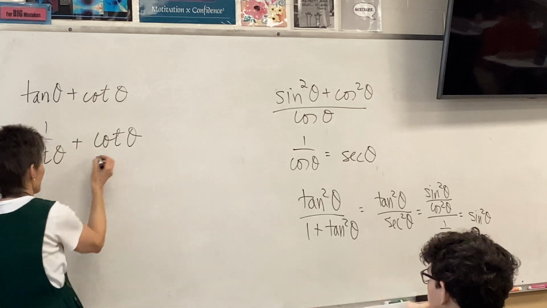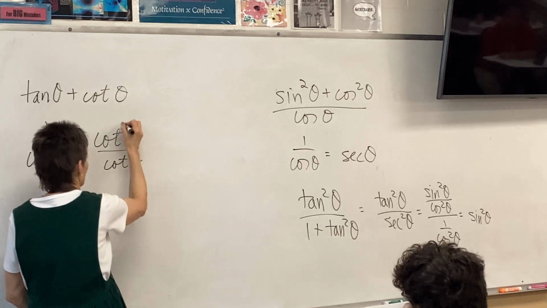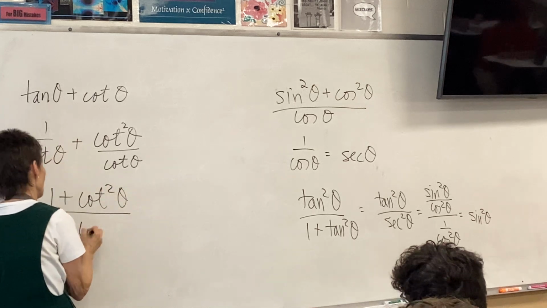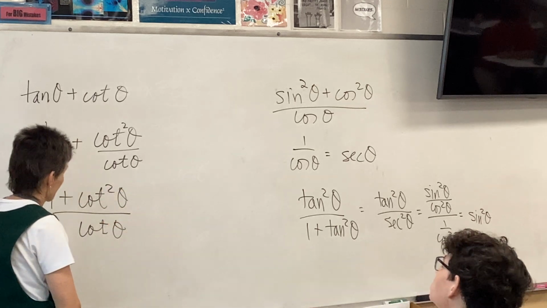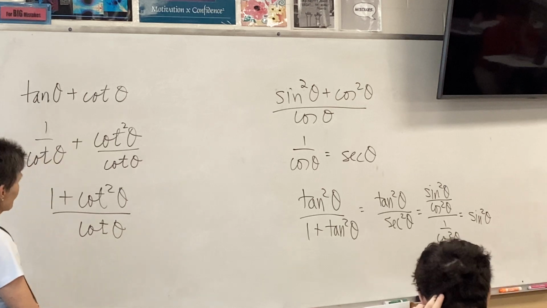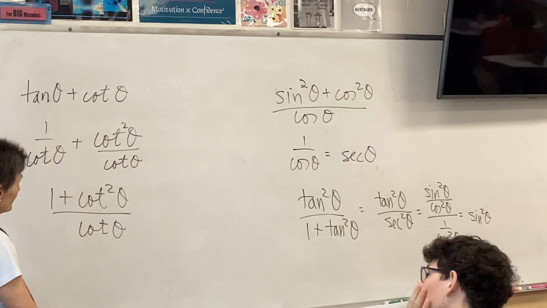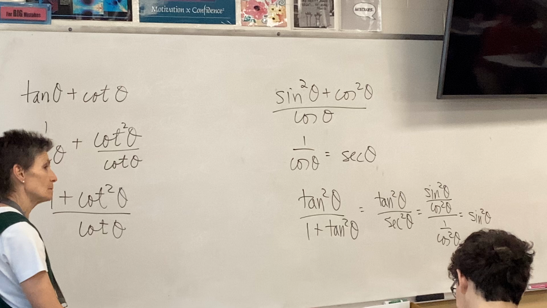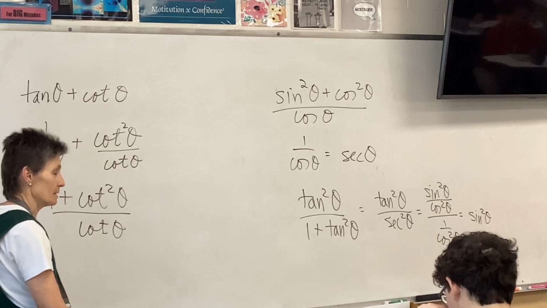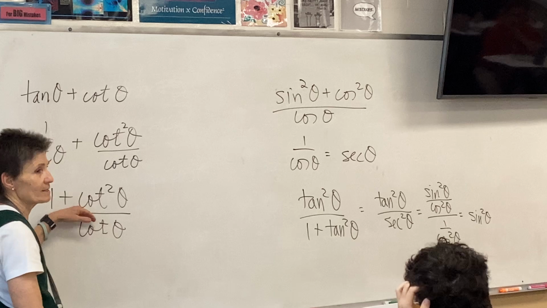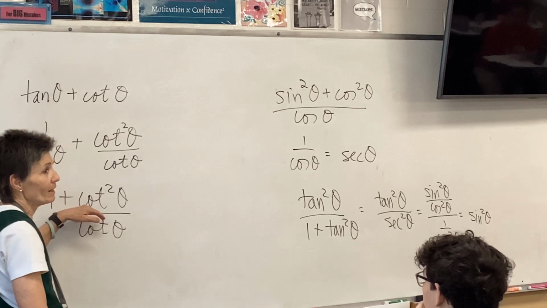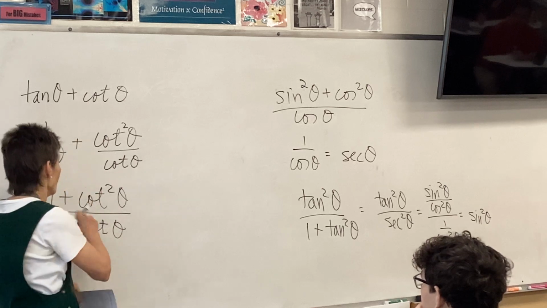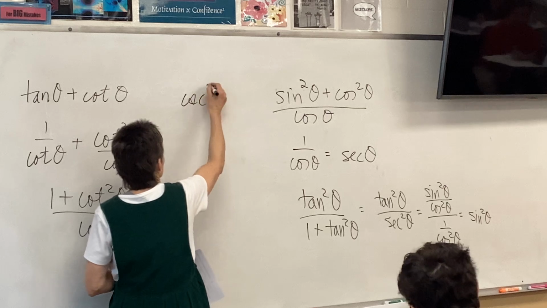Common denominator, so that would be cotangent. So 1 plus cotangent squared over cotangent. Okay, then what? 1 plus cotangent squared, exactly. Fred says, I haven't memorized this yet, but I know I've seen that somewhere. So he's looking at his note. 1 plus cotangent squared is cosecant squared.